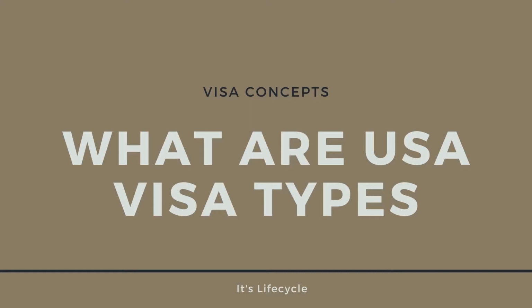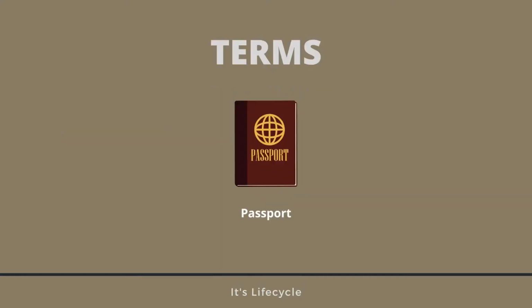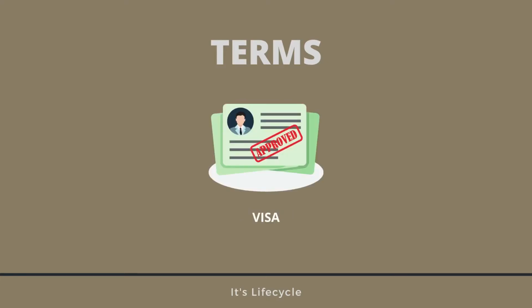Before we go into visas, let's see a few important terms that we need to understand. First one is passport. As you know, a passport is one of the most important documents anyone needs in order to travel outside of your own country. The next one is visa. Visa is nothing but an entry permit. Just like how we have to buy a ticket to go to a movie theater, similarly, if you want to go to any other country, we need to have a visa.